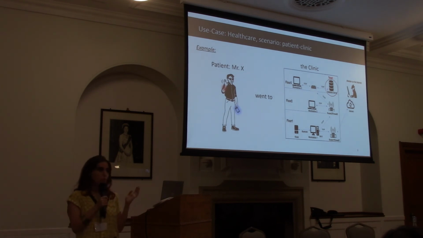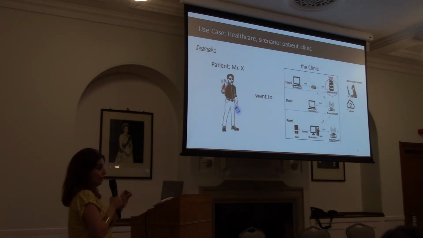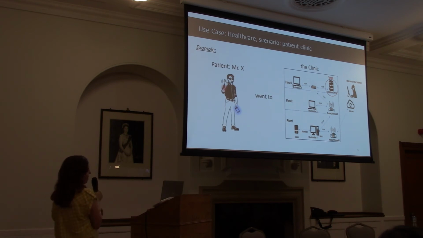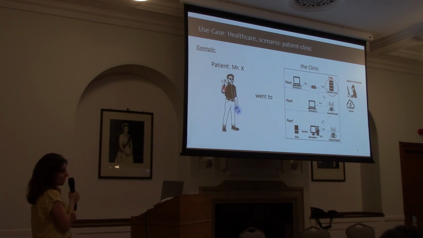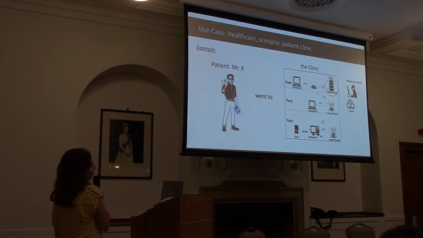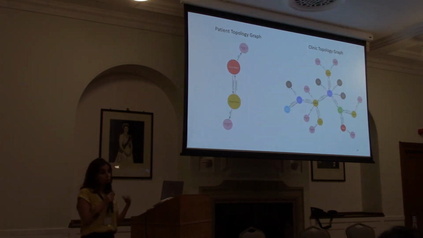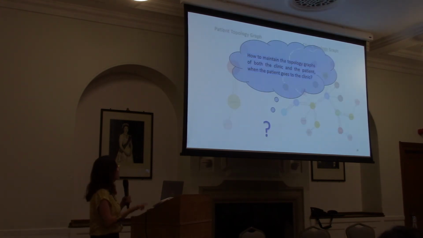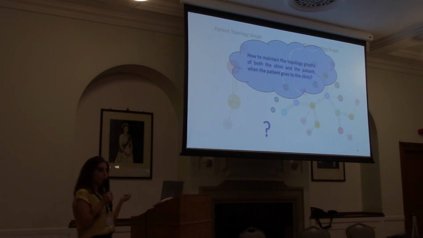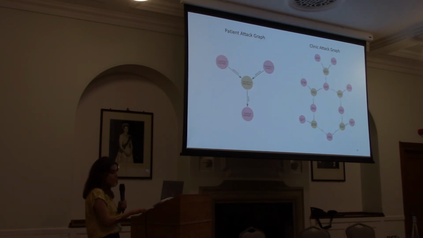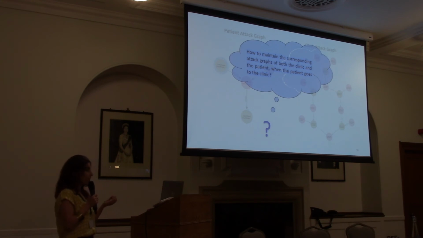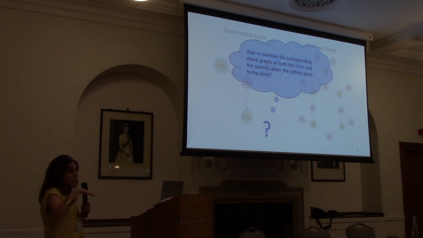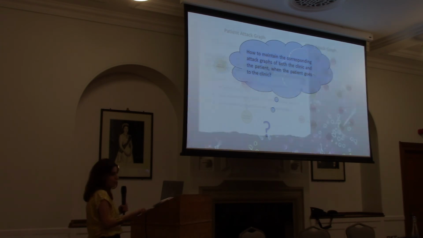So imagine this situation where we have a patient who is going to the clinic, and our patient is saying hi in order to show us his luxurious smartwatch, which is also a target for another attacker. He is also carrying a smartphone. So our patient also has a topology. The question is what happens to the topology of the patient and the clinic when the patient goes to the clinic? He also has an attack graph. So also, what happens to the attack graph when the patient goes to the clinic, goes from floor to floor, and leaves the clinic?